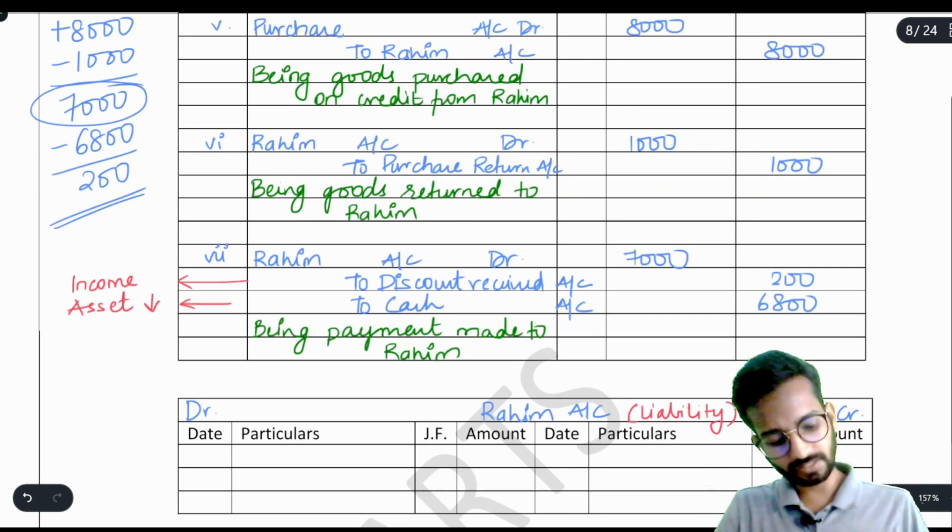It means when we increase the credit side, if it is decreasing then the debit side. What was the first entry? Purchase account debit to Ram. So you will write here by purchase account.